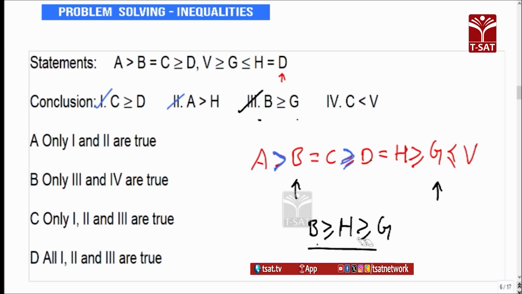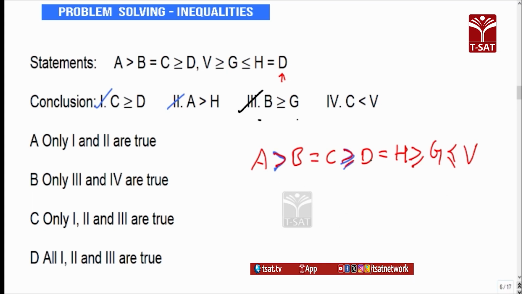Now let's see the last conclusion, that is C is less than V or V is greater than C. So V is here and C is here. It is asking V is greater than C. So see here V greater symbol, but you can see that in between V and G there is greater symbol as well as less than symbol.